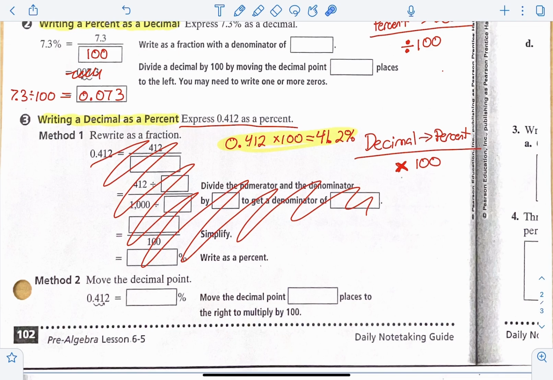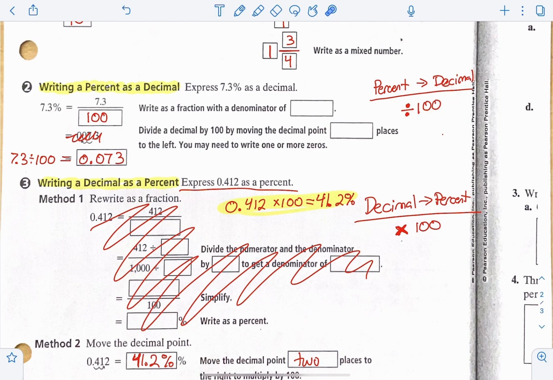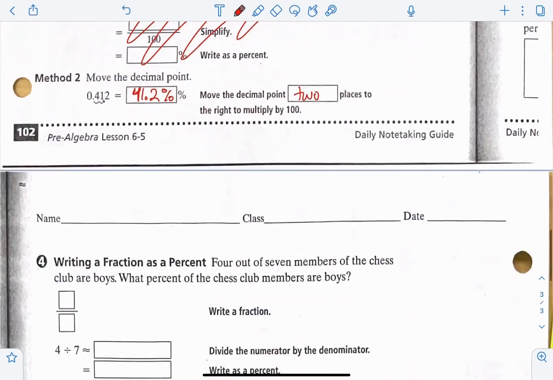Okay? You can also think of their other method where you just move it 2 places to the right, and you end up with 41.2%. But again, I find that the easiest thing to remember is percent to decimal divide by 100, decimal to percent you times by 100. Okay, so those are the methods that I'll be using as we go through these examples. All right, when you're ready, go ahead and flip your paper over and we'll do the back.